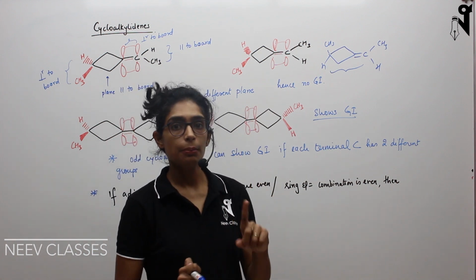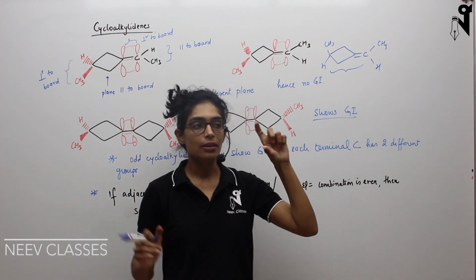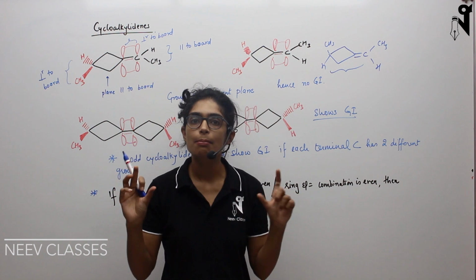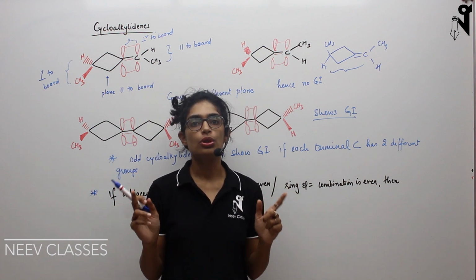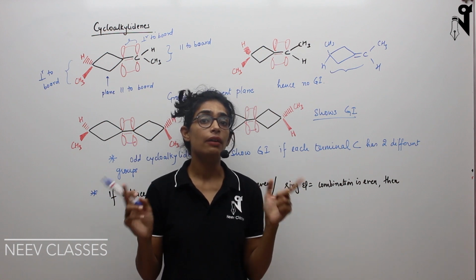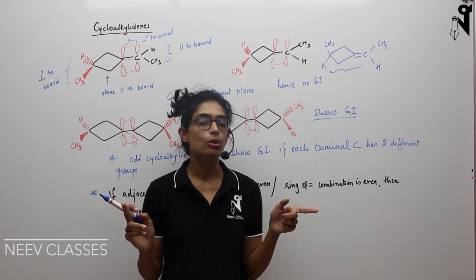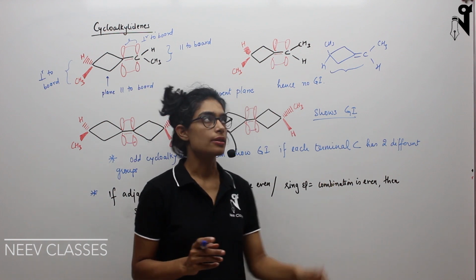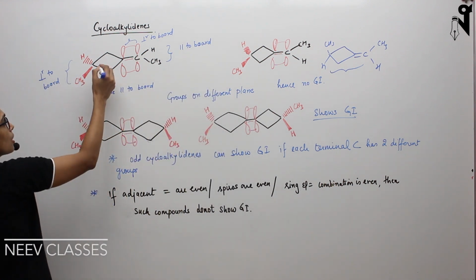Now remember again, before I start explaining this, that the terminal carbon groups of such cases, if they are on the same plane, then they tend to show the GI, because their L1 and L2 will be different. If they're in different planes, then the L1 and L2 is going to be the same, and hence they do not show GI. This you have to keep in mind before learning all these cases. So now here, let's look at it.